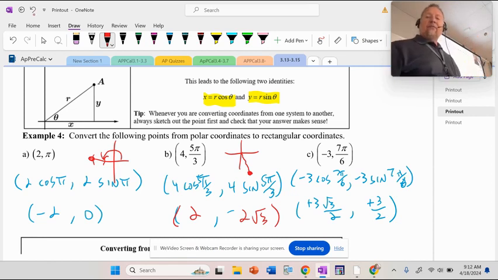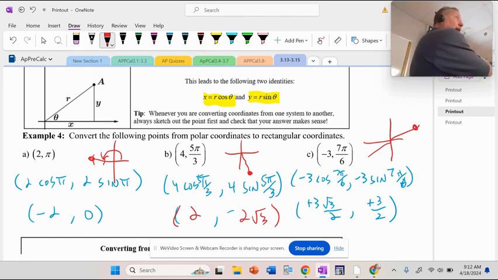And then how does negative 3, 7 pi over 6 graph? Here's 7 pi over 6, but negative 3 means I go in the opposite direction. So that means I'm in quadrant 1. My answer should reflect that rectangularly. That make sense? All right.